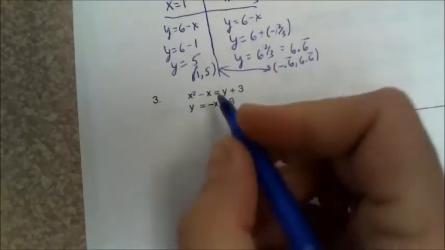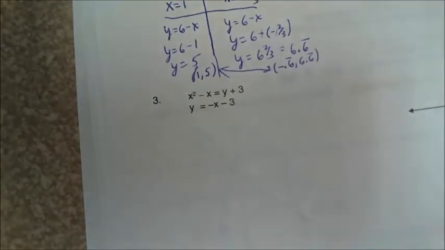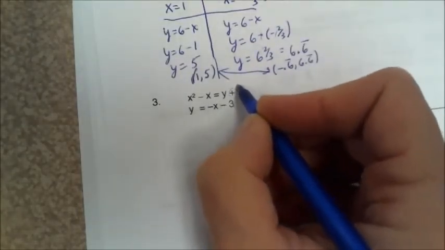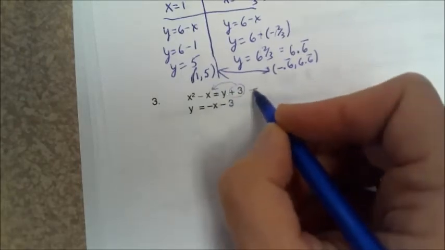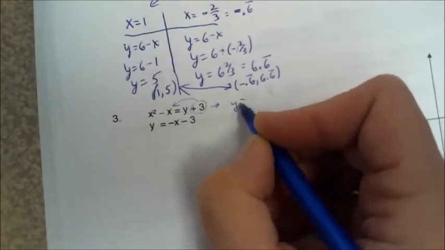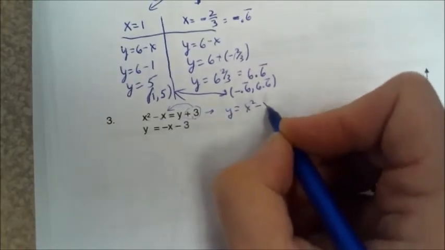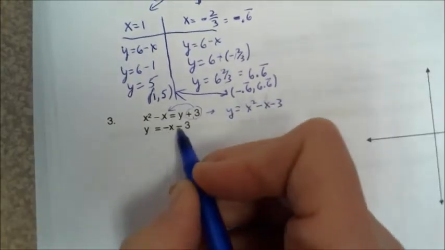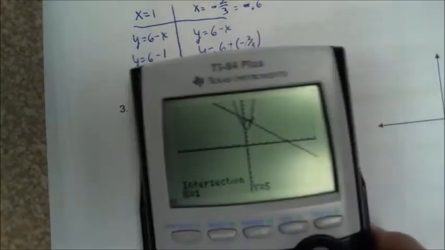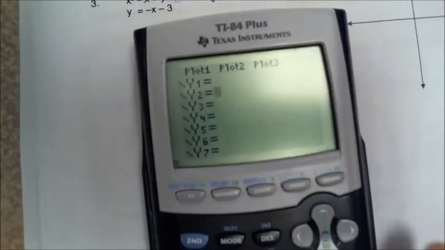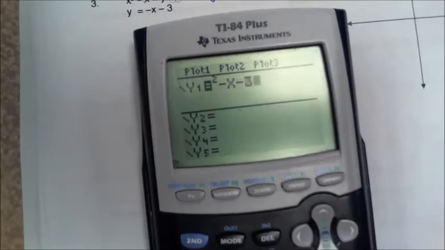Next one, y is equal to negative x minus 3. And we have to throw the 3 over on the other side because we have to isolate y. So we're going to turn this into y is equal to x squared minus x minus 3. And then y equals negative x minus 3. Let's see what that gives us in our calculator.